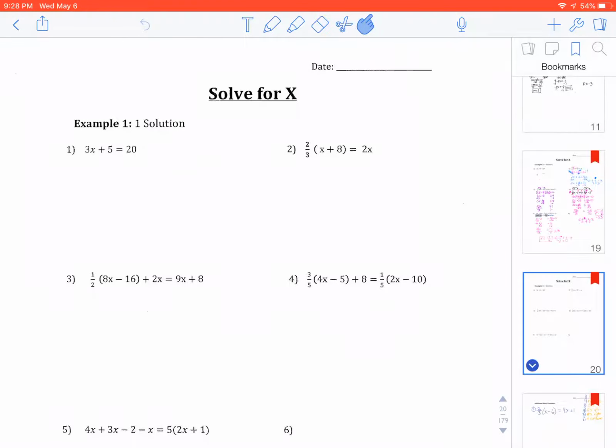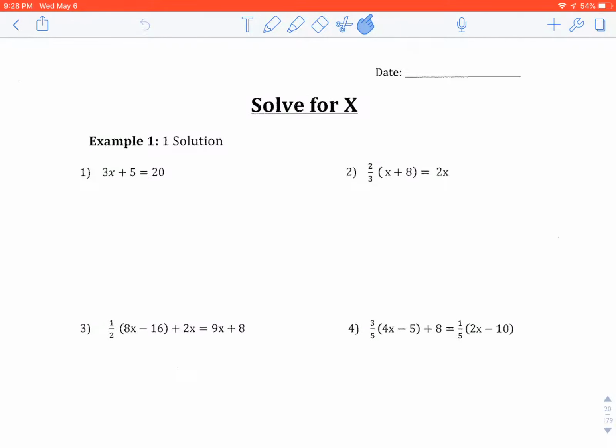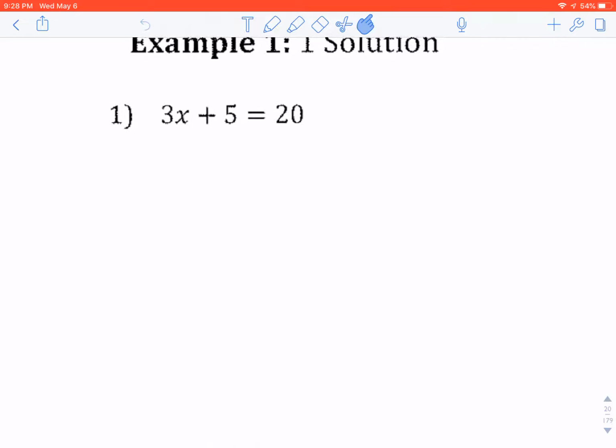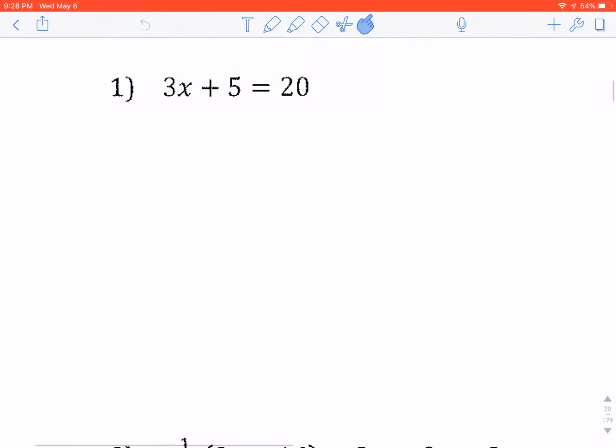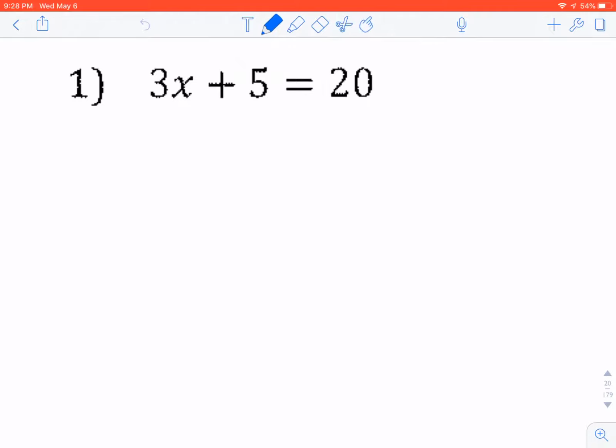Okay, so let's do a few examples together. Let's do number 1 just because it starts off pretty easy. There are not any parentheses or fractions to clear on number 1. There are also not any like terms on either side. If you need to draw a wall through your equal sign to remind you that there's 2 sides to all of these equations, you may do that.